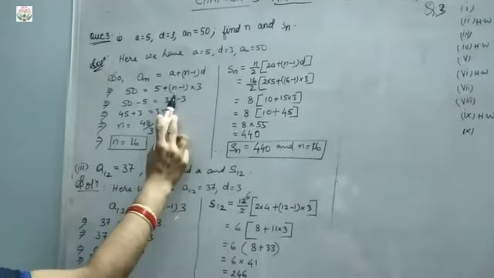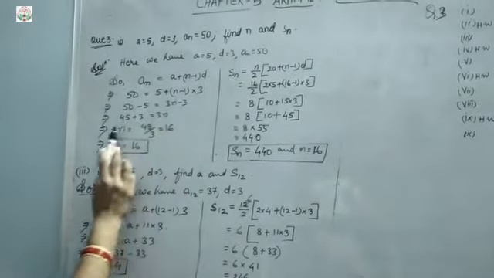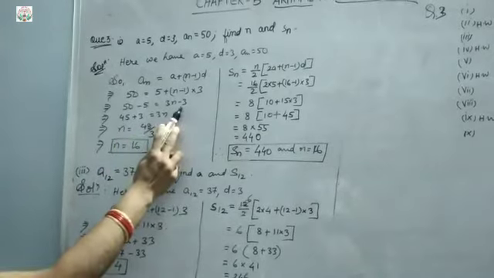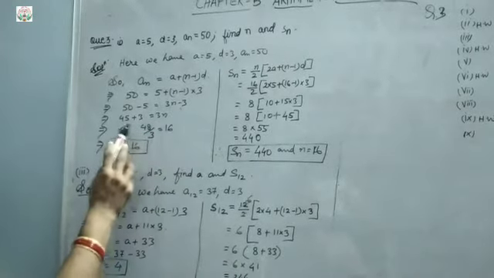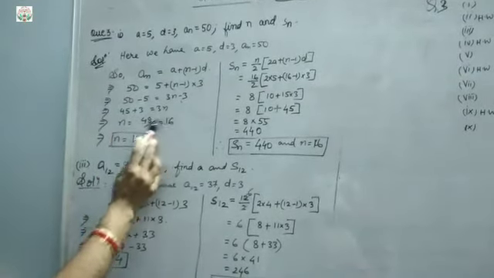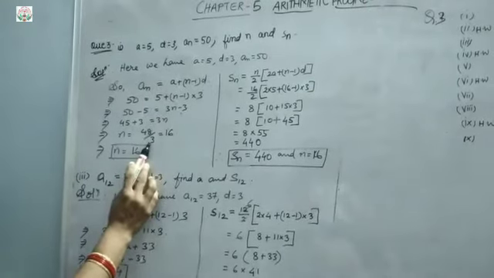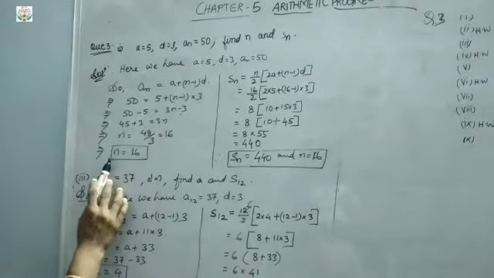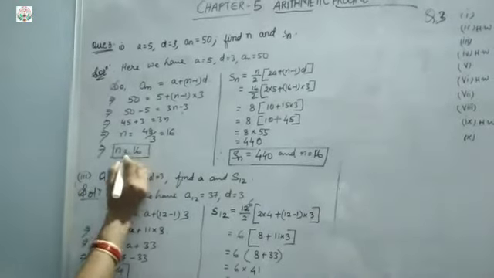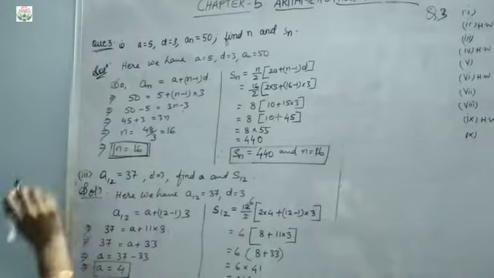3 will be multiplied to n minus 1, so it will be 3n minus 3. That implies 45, plus this 3, minus 3 will transpose and become plus 3, equals 3n. So n will be equal to 45 plus 3, which is 48. 48 upon 3 gives 16. So the n value we got is 16.